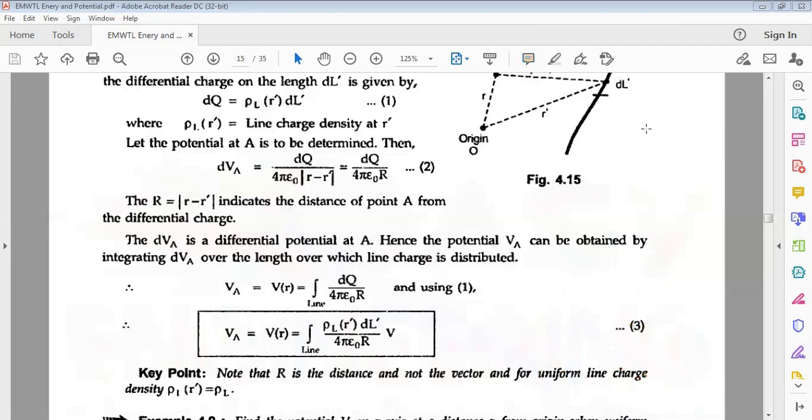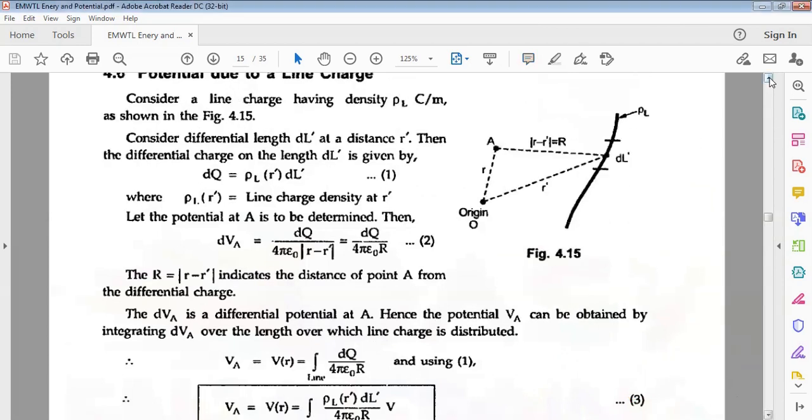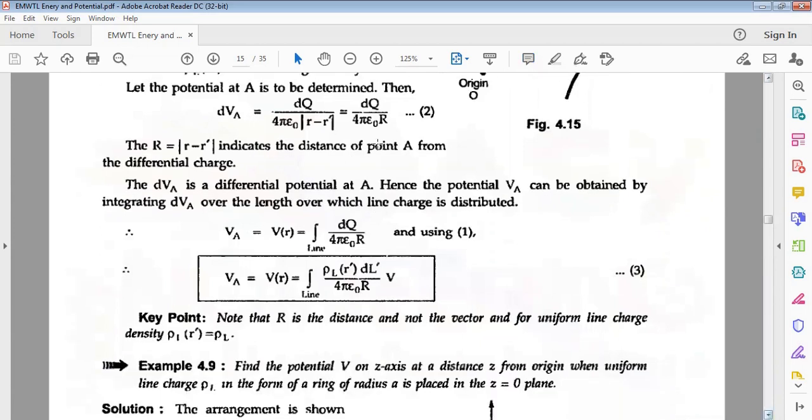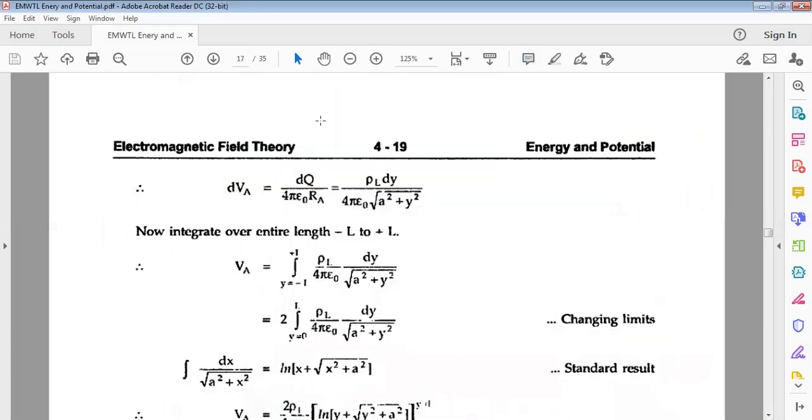Okay. Potential due to the line charge. So next we can see the potential due to the surface charge.